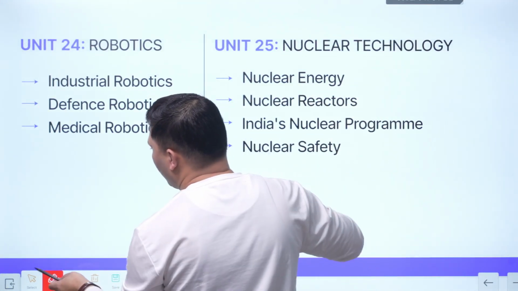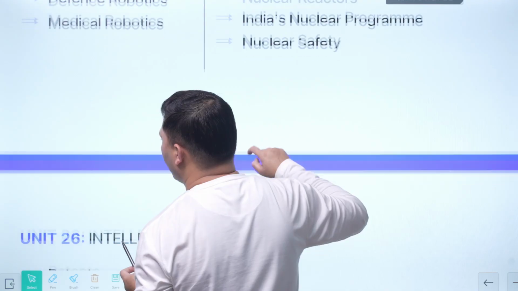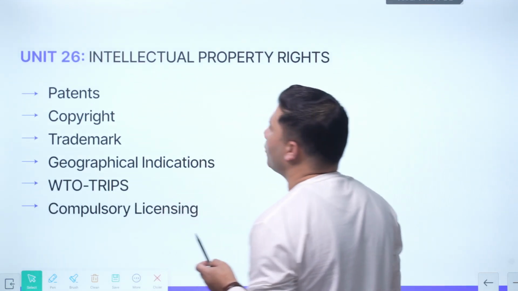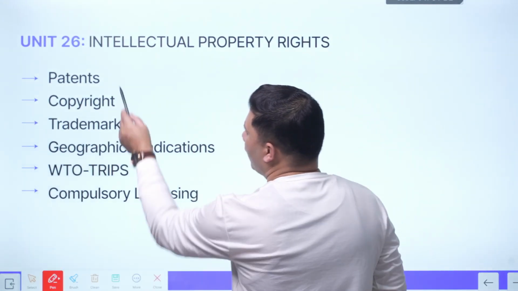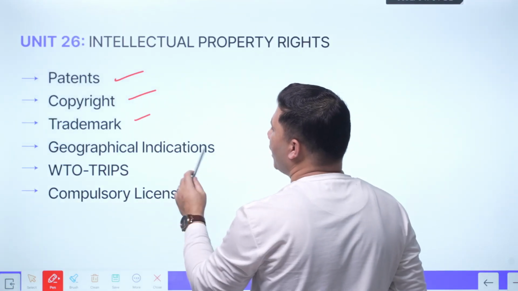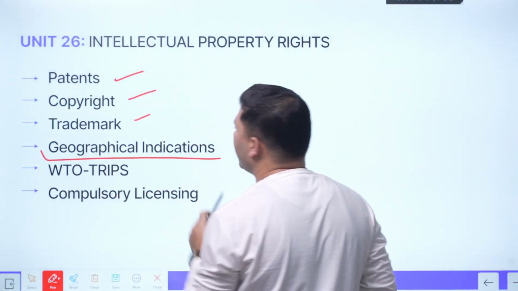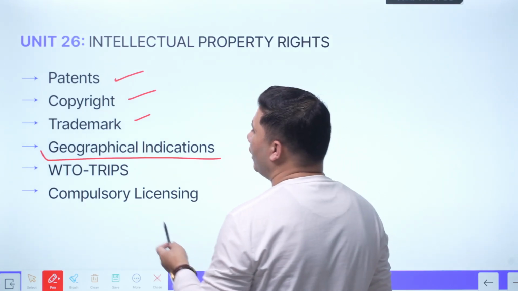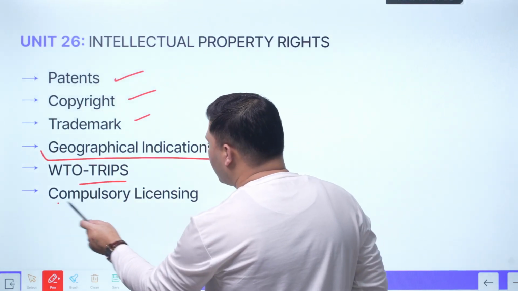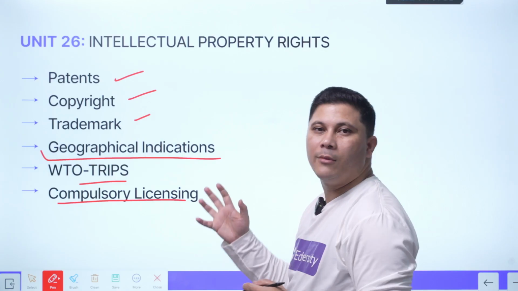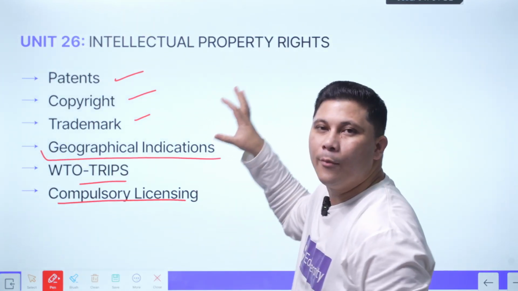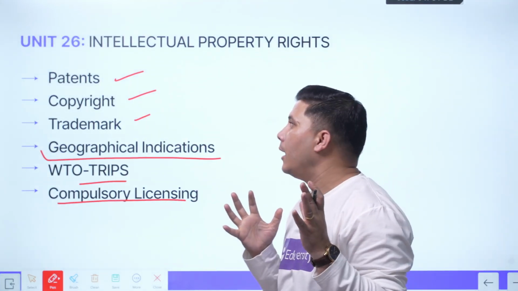Then again going forward, Unit 26, intellectual property rights, you have to study. What is a patent, what is copyright, trademark, GI, geographical indications. Then WTO TRIPS, compulsory licensing. These are also some of the important topics of intellectual property rights which you will have to study.